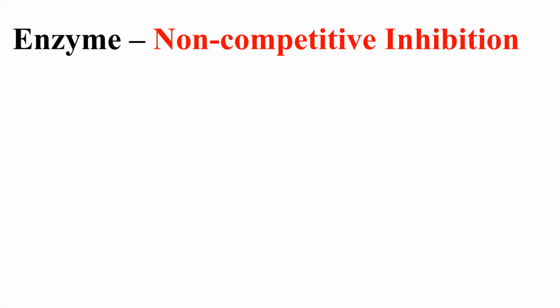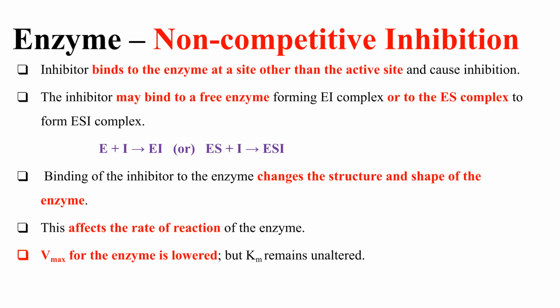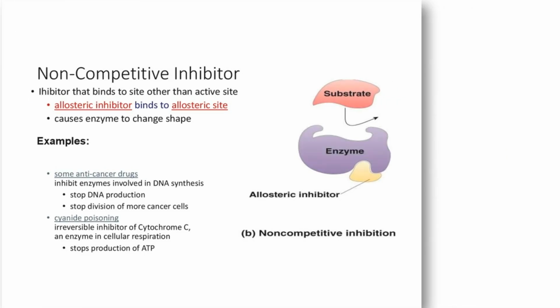In non-competitive inhibition, the inhibitor binds to a site other than the active site. The inhibitor may bind to a free enzyme, forming an EI complex, or to the ES complex, forming an ESI complex. Binding changes the structure and shape of the enzyme, affecting the reaction rate. Vmax is lowered, but Km remains unchanged.